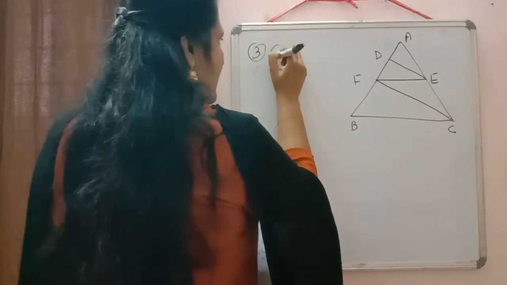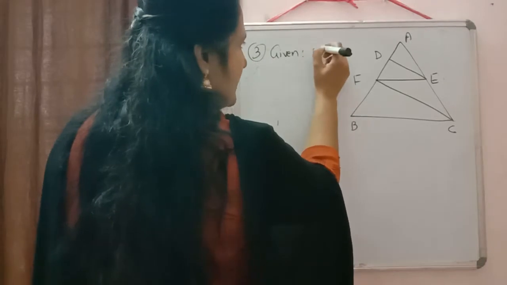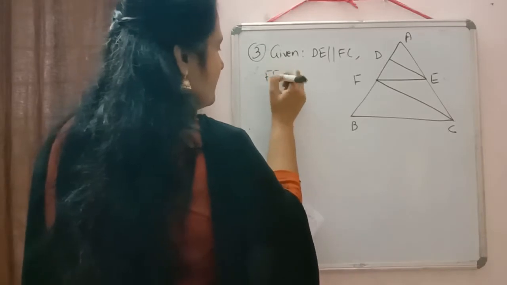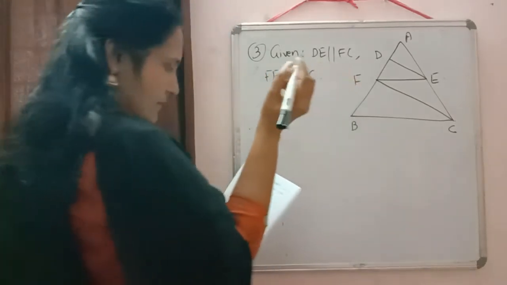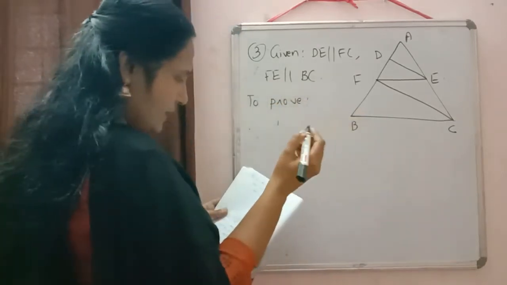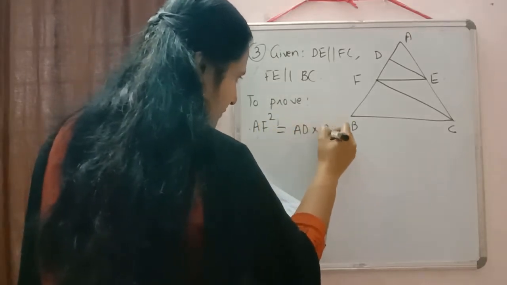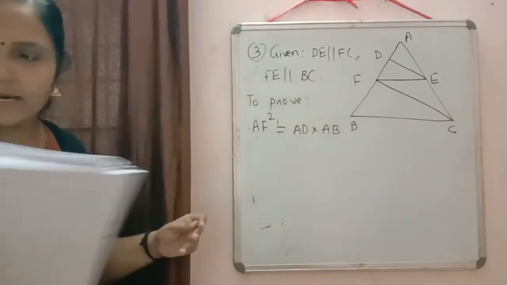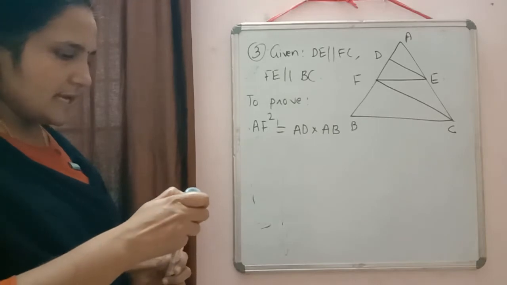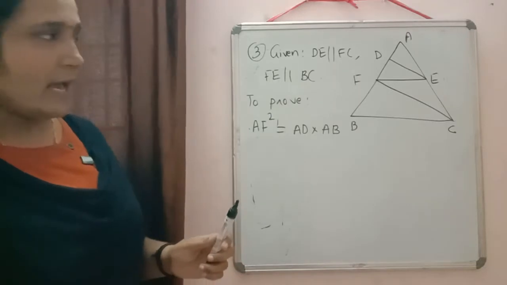So again, first we can write down the given condition. Given DE parallel to FC and FE parallel to BC. Then write down what we have to prove. To prove: AF square is equal to AD into AB. Now just check the sides which we need in the proof. We want AF, AD and AB.